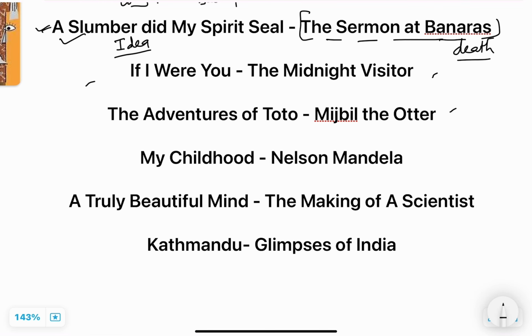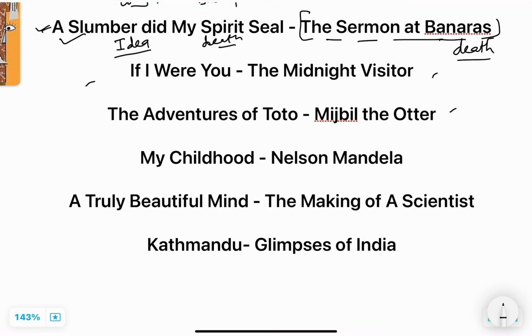Next is If I Were You. One more point I would like to share here: in the poem we read about death, so death is the common point in these two topics, A Slumber Did My Spirit Seal and The Sermon at Banaras. Now the next topic is If I Were You.